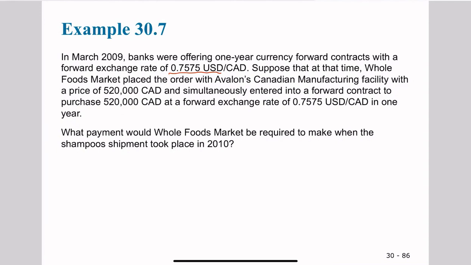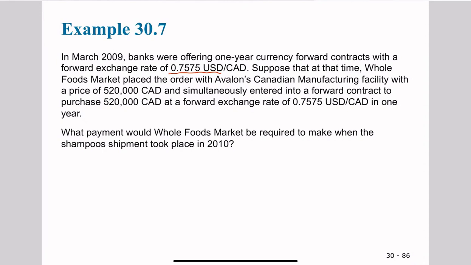And to hedge against this currency risk, Whole Foods at the same time entered into a forward contract to purchase 520,000 Canadian dollars at a forward exchange rate of 0.7575 USD per CAD in 1 year. Now the question is, what payment would Whole Foods Market be required to make when the shampoo's shipment took place in 2010?